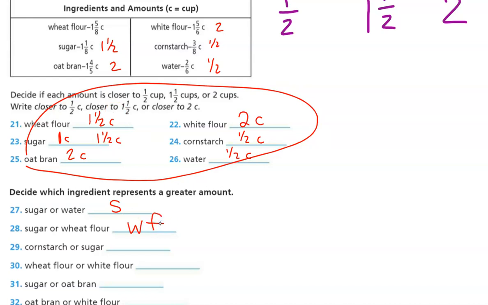And then cornstarch or sugar. Well, cornstarch was half a cup, and we said sugar was about a cup, so sugar will be more. And then we've got wheat flour or white flour. Well, wheat flour only had 1.5 cups, and white flour had 2 cups. So white flour, I guess I need to write white flour. We'll have more there. And then sugar or oat bran. So here's your sugar, which was 1 cup, and then your oat bran. So I'm going to say OB for oat bran. And then finally, oat bran or white flour. Oat bran versus white flour, they're pretty much equal. So I would put them down there as equal.